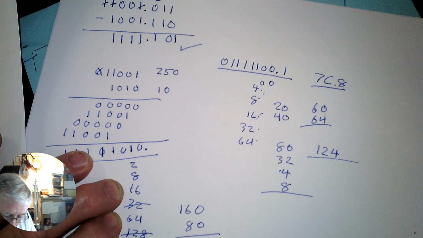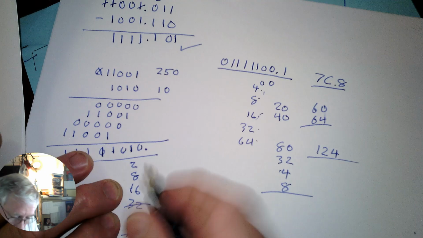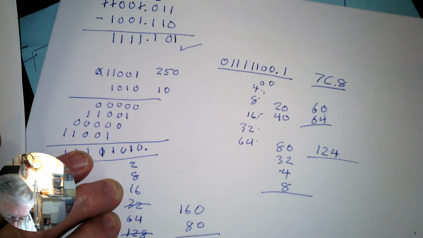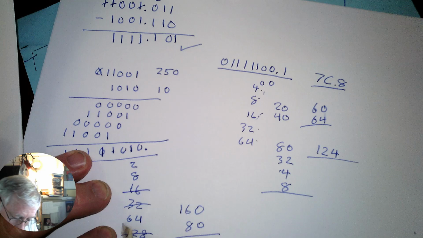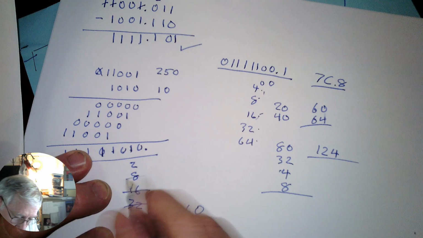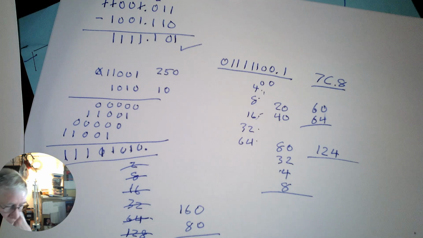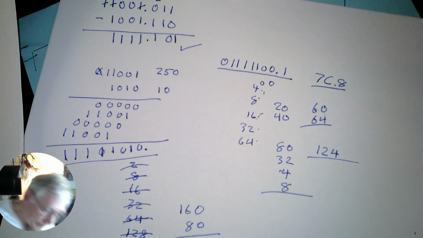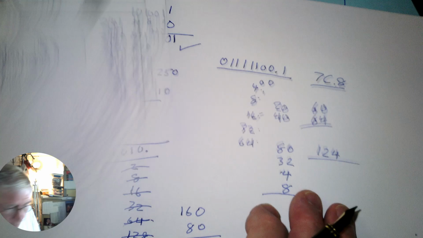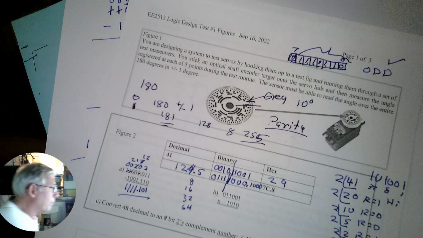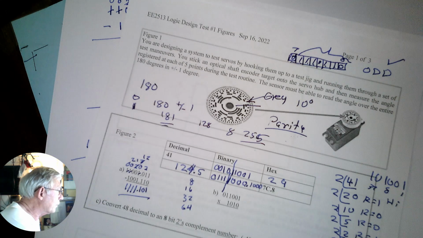That's going to be 240. And then 8 plus 2 is 10. Add 10 more. And we cross these out, and we get 250. So it does check. All right. So that's right. And so, perfect. Okay, let's transition that back.